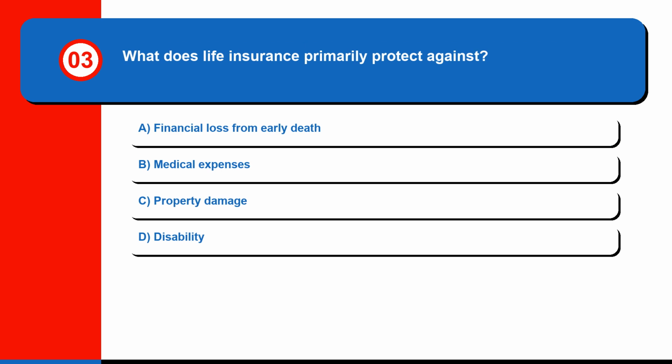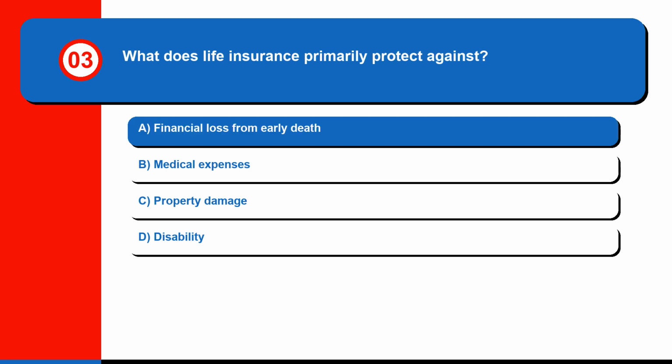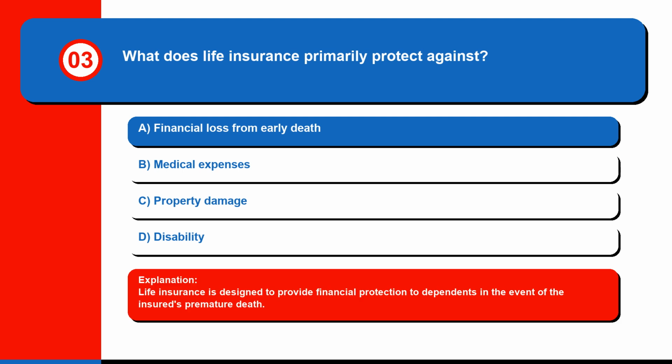Question 3. What does life insurance primarily protect against? A. Financial loss from early death, B. Medical expenses, C. Property damage, or D. Disability. The correct answer is A. Financial loss from early death. Life insurance is designed to provide financial protection to dependents in the event of the insured's premature death.